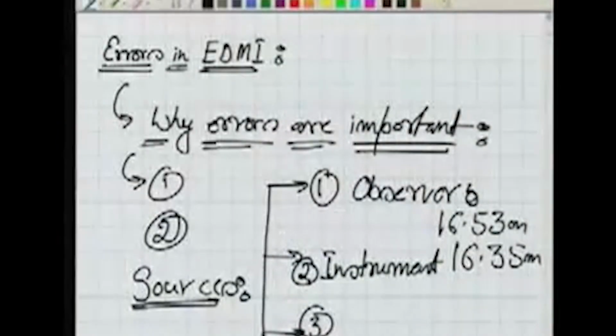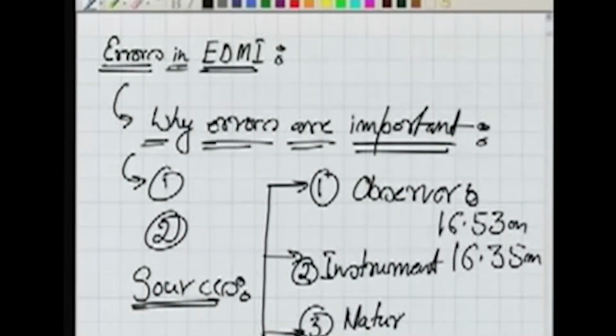Then the third thing, what could that be? It is error due to nature or the natural sources. For example, the atmosphere. Our laser pulse is traveling from one point to the other point and is coming back. What are we assuming? We are assuming that it is traveling with the speed of light in vacuum, but it's not vacuum here. Well, if it is not vacuum, we can apply corrections for the atmosphere.